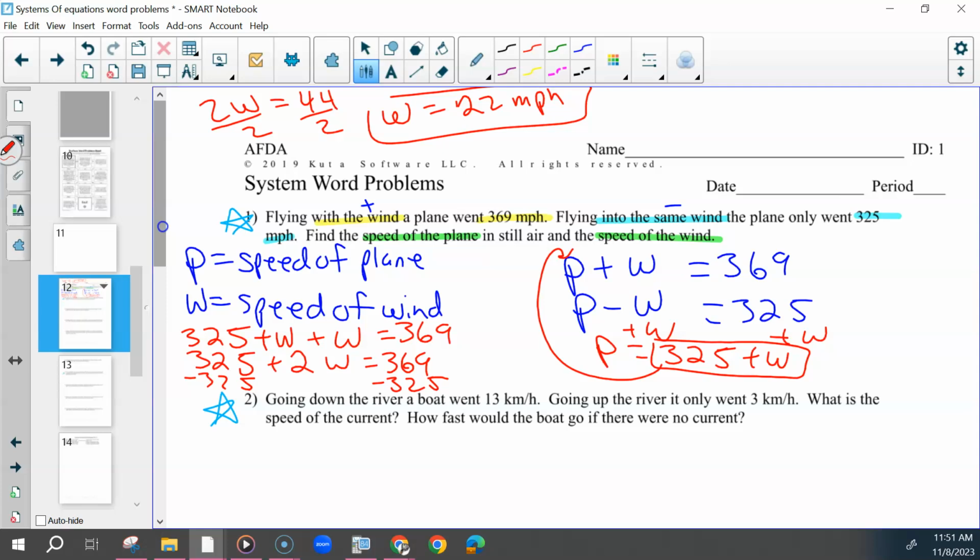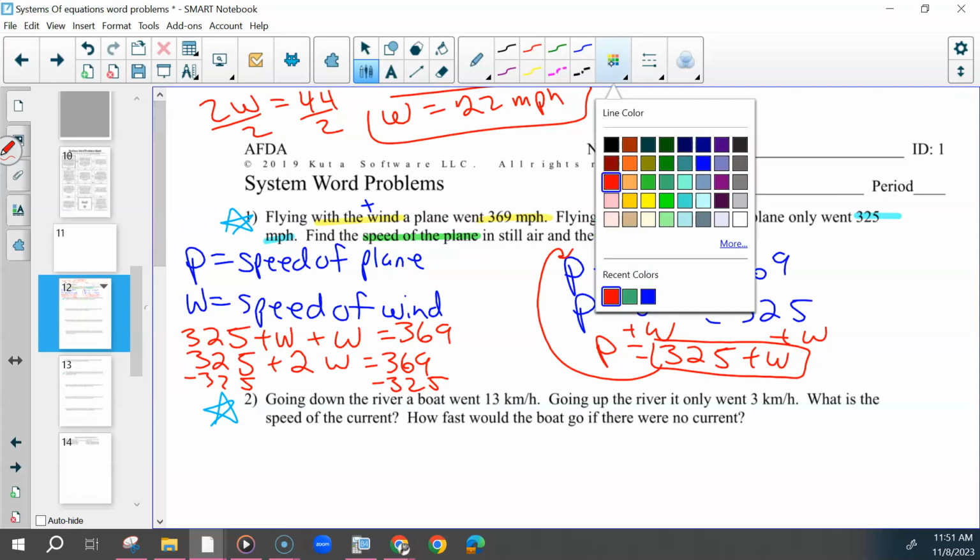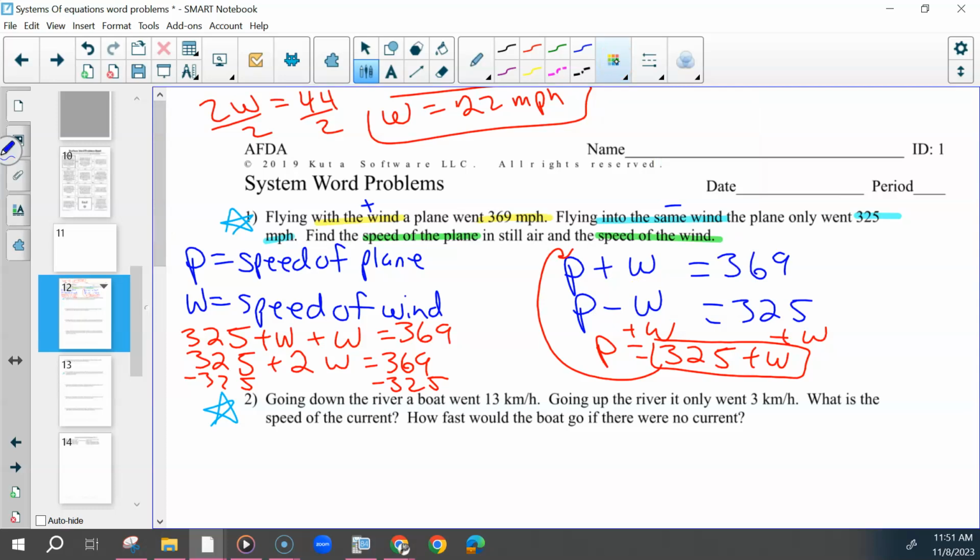And we just need to go back and find p. Where you put this doesn't matter. I'm just going to put it here since we already have this set up. So p equals 325 plus 22. What is the speed of the plane? 347. What is our label? Miles per hour. No, 347. Yeah, it's like 47. Yes. My bad.